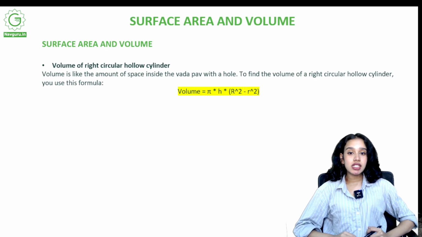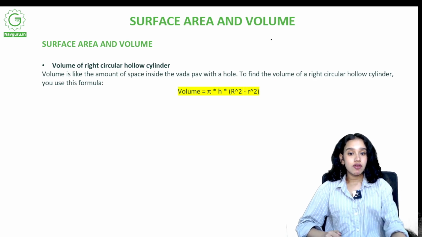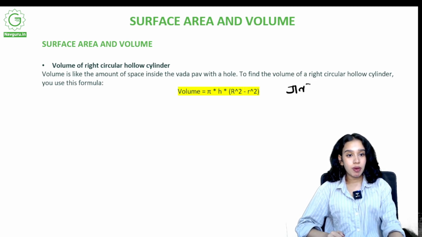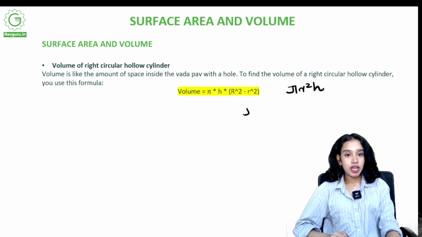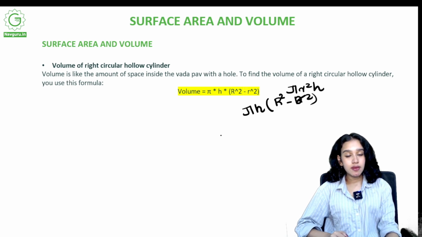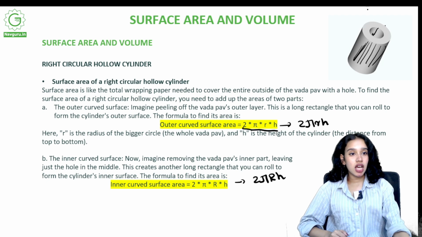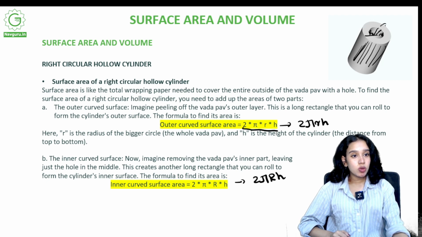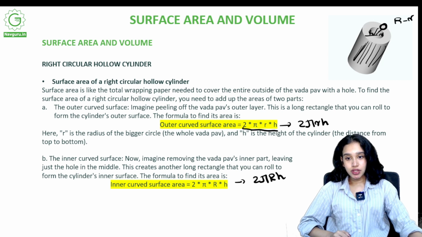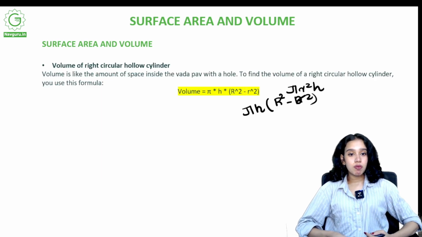Now, volume of right circular hollow cylinder would be, we know that the volume of cylinder is pi r square h, right? Now, we have pi into h, but instead of r square, we have r square minus small r square. Why? Because if this is r and this is small letter r, we have to find what this is, right? That is basically r minus small r. So we get that volume is equal to pi into r square minus small r square into h.